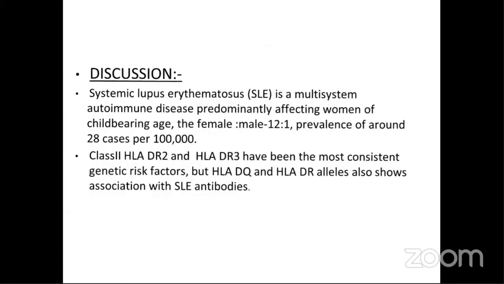Systemic lupus erythematosus is a multi-system autoimmune disease predominantly affecting women of childbearing age. The female to male ratio is 12:1, with a prevalence of around 28 cases per 1 lakh. Class 2 HLA-DR2 and HLA-DR3 have been the most consistent genetic risk factors, but HLA-DQ and HLA-DR alleles also show association with SLE antibodies.